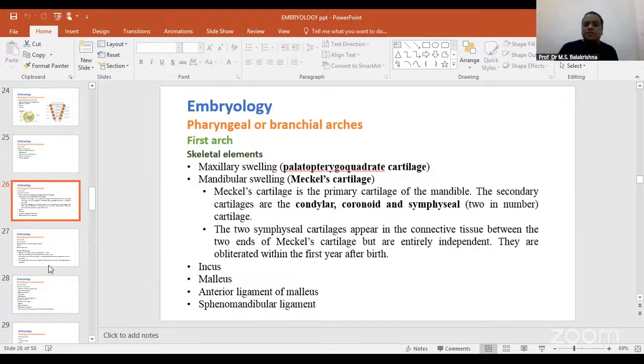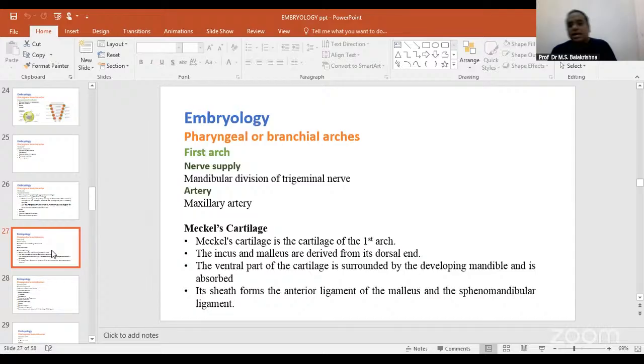So these are the ones where the question will be given directly: it is derived from which arch. The nerve supply of the first arch is the mandibular division. That is why it is also called the mandibular arch. Then the artery is the maxillary artery. And here Meckel's cartilage also develops. It is the cartilage of the first arch. Incus and malleus are derived from its dorsal end, and from the ventral part of the cartilage, the developing mandible is absorbed.